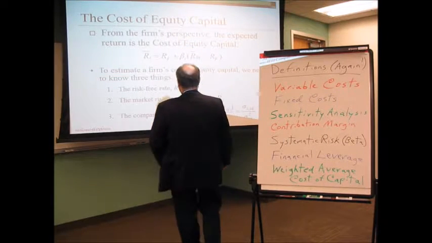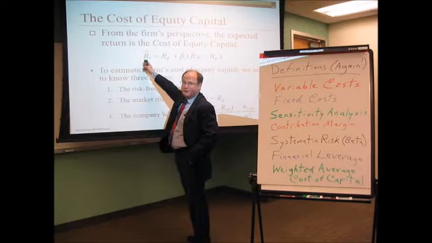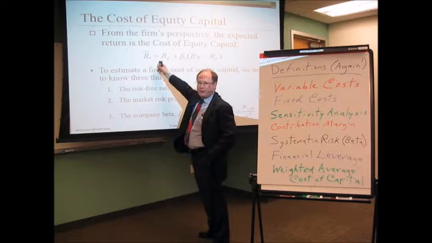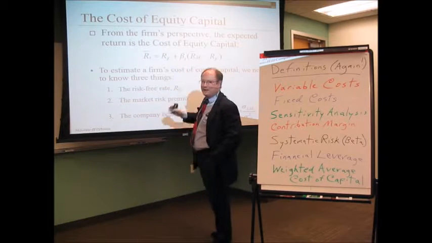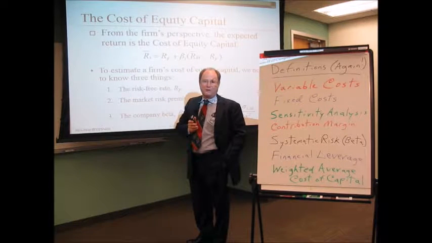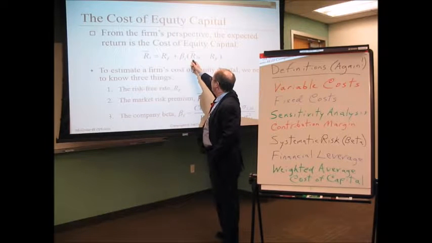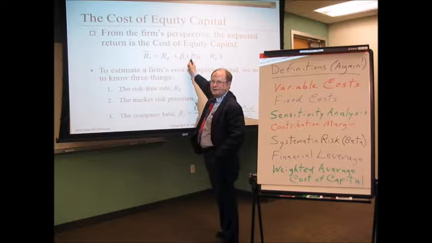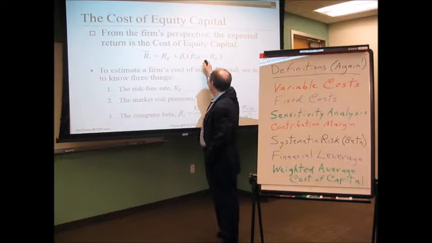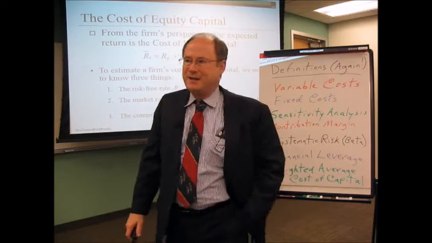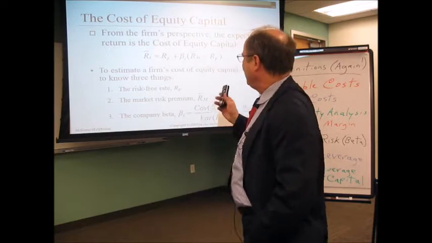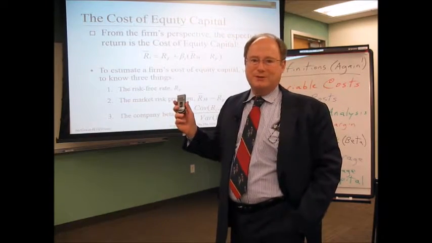The cost of equity, which is shown right here, is the risk-free rate of debt plus the beta of the particular company we're looking at times the difference of two numbers, the market cost of that debt minus the risk-free cost of that debt. Now that's a mouthful, but we've got things that we can substitute for each of these.